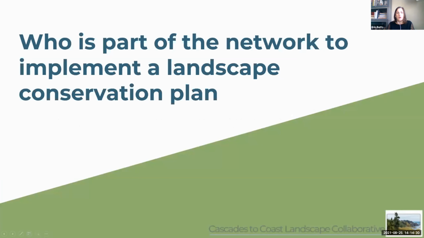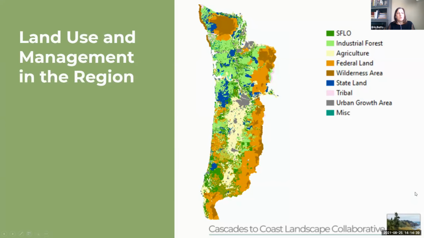So first, who is a part of our network to implement a landscape conservation plan? Everyone on this call is a part of our network. As you saw in one of Tom's slides, and you'll see here, there's a wide variety of different landowners across our region, and they all have different zoning types, urban growth boundaries, land management, and protection statuses. This is a large part of why mapping shared values has been so important for the CCLC, so that we can map the collective values that we have and have a shared starting point for discussions and future planning.